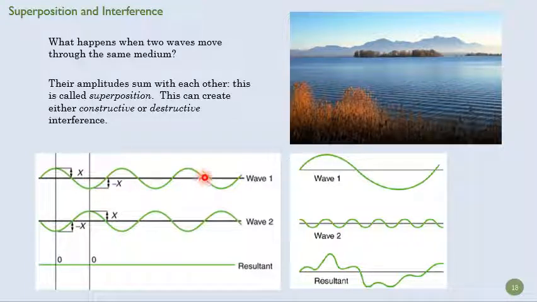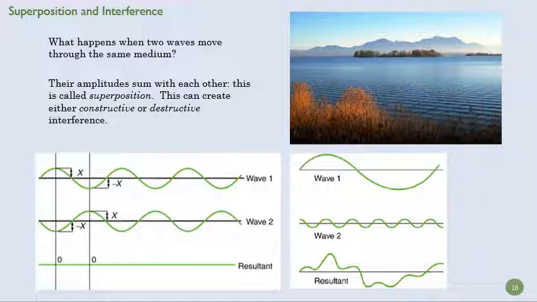So I have two waves here that look very similar but are out of phase with each other. And the result is at any point, if I add this negative x and this positive x, I'm going to get 0. At any point along here, if I add the amplitudes of these waves, I'm going to get 0. So we call this destructive interference because the amplitudes act to eliminate the amplitude of the wave.